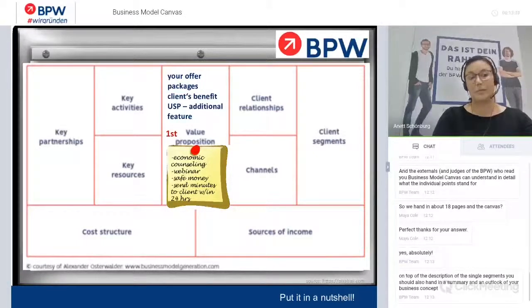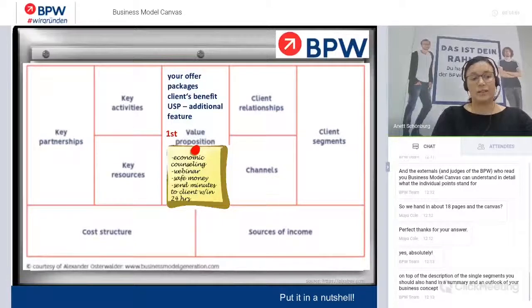Try to think from the client's perspective. What is the client's benefit from your value proposition? It may be a quantitative benefit, like the price or speed of performance, or it can be a qualitative benefit, like, for example, user-friendliness, your person, or environmental friendliness.